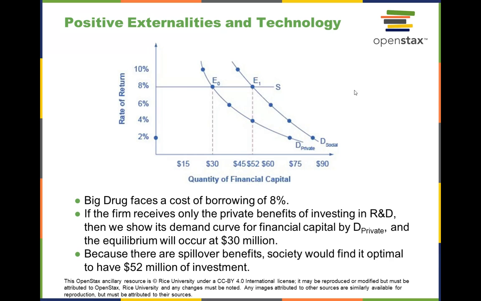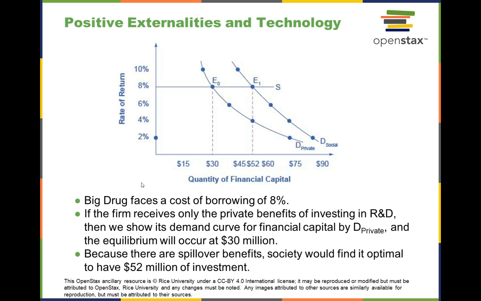So here we can see an example, and this is the quantity of financial capital. So this is the amount of money. Now, this is going to be a little bit confusing because when we see supply and demand graphs on the horizontal axis, we often see quantity, and then the price is here on the vertical axis. But this is a little bit different, but at the same time, it's similar because here we're talking about the quantity of financial capital. So this isn't the actual price. This is the quantity or amount of financial capital, the investment that's occurring.